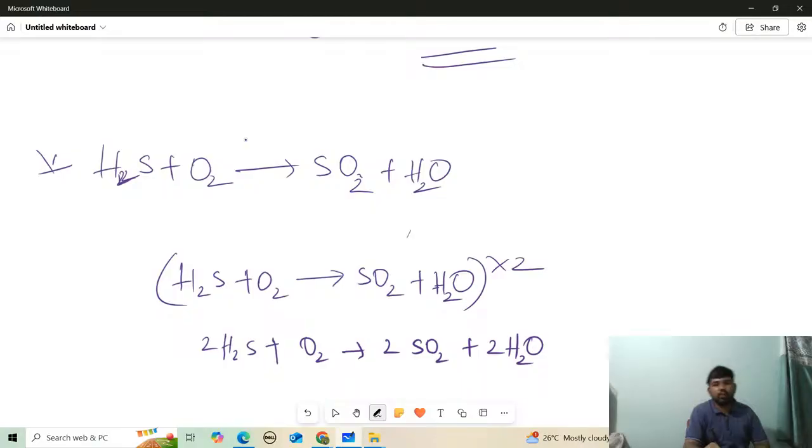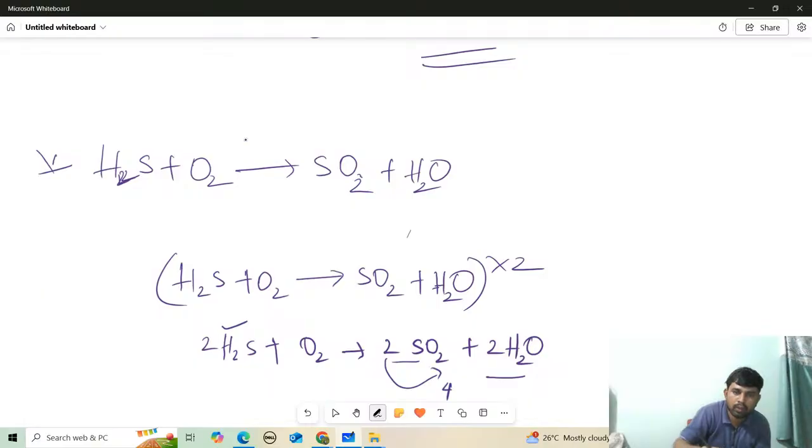Okay, so now how many hydrogens? Four hydrogens are there, two into two, four. Two into sulfur, two sulfurs are there. Now see oxygen, how many are there? Two into two, four. So two into one, two, two plus two is equal to six are there. Three. So it will balance them. Okay, so we can balance in this way.